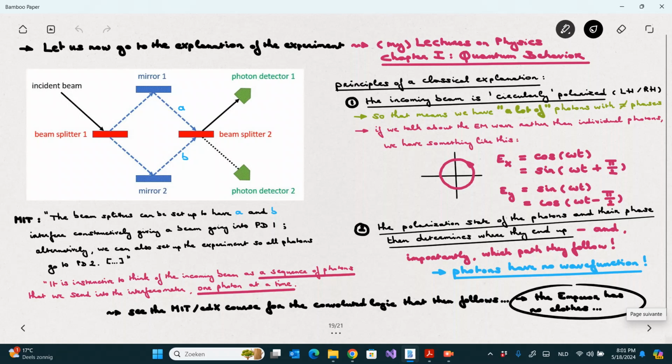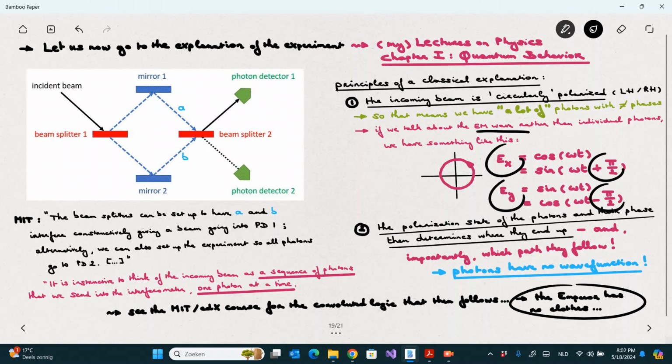But the beam is circularly polarized, so it means we have what I call a lot of photons with different phases, and these photons can be at the same spot, the same XYZ position at a specific time t, or they can indeed be sequential. And then we talk about the electromagnetic wave rather than individual photons. You do have something like that where your X component and your Y component of the electric field have that phase difference, exactly equal to 90 degrees, when it's a circularly polarized wave.